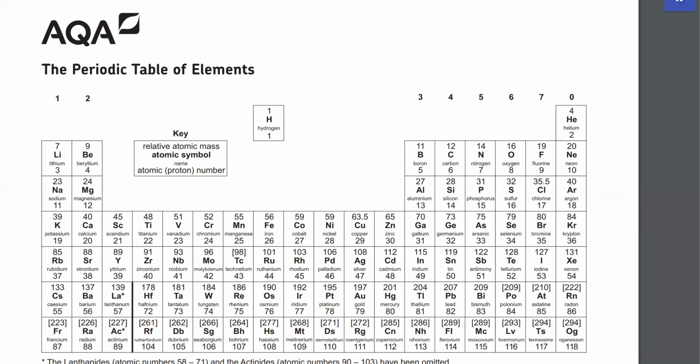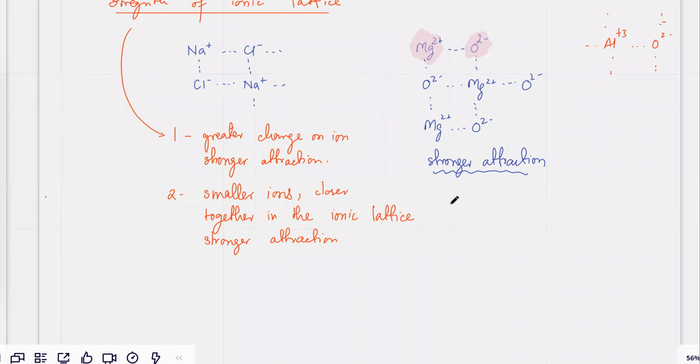So for example, let's do a few comparisons. Who's going to form a stronger ionic bond? I've got NaCl versus KCl. Both of them have similar charges: Na is +1, Cl is -1. Over here, K is +1 and Cl is -1. So they're both having the same charges. The only difference is Na and K.